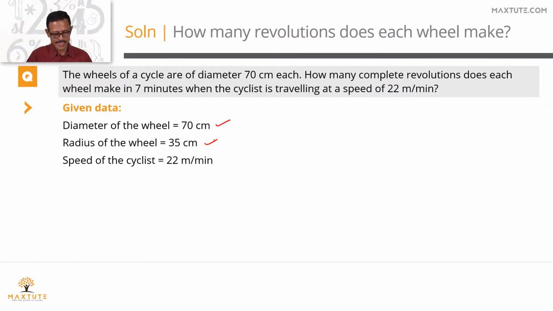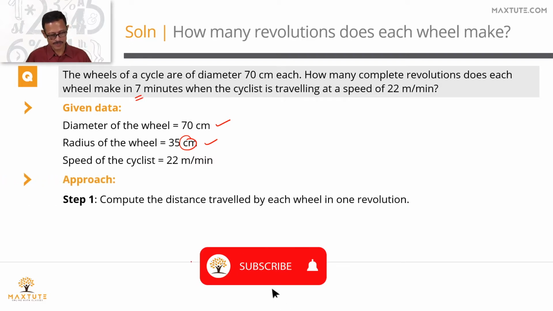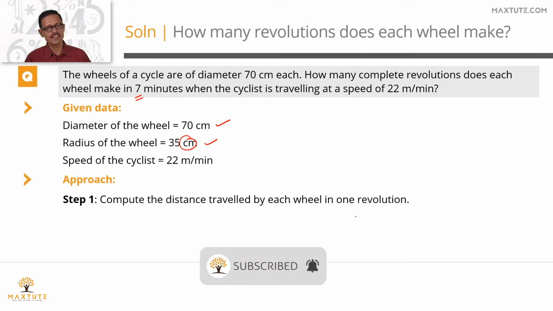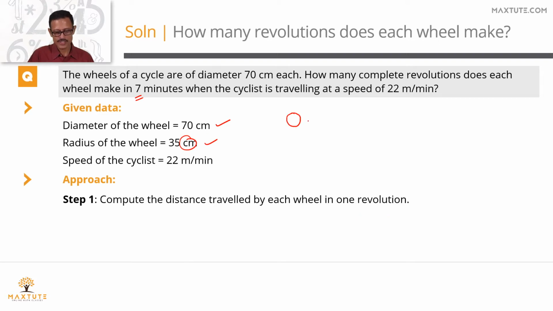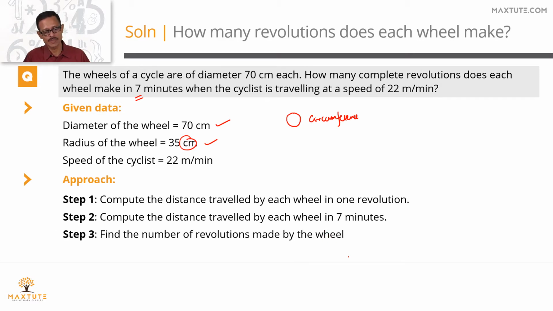Diameter of the wheel is given, so radius of the wheel is 35 centimeters. Keep this in mind. The speed of the cyclist is 22 meters per minute. The duration for which the cyclist is traveling is 7 minutes. Approach: compute the distance traveled by the wheel in 1 revolution, which is equal to the circumference of the wheel. Step 2, find out the total distance traveled in 7 minutes. Lastly, we'll find out the number of revolutions done while traveling for 7 minutes at 22 meters per minute.